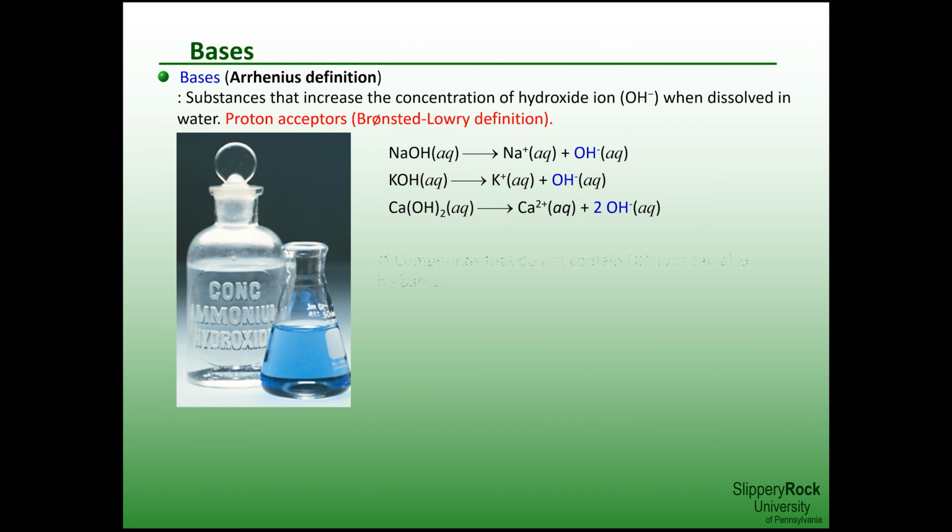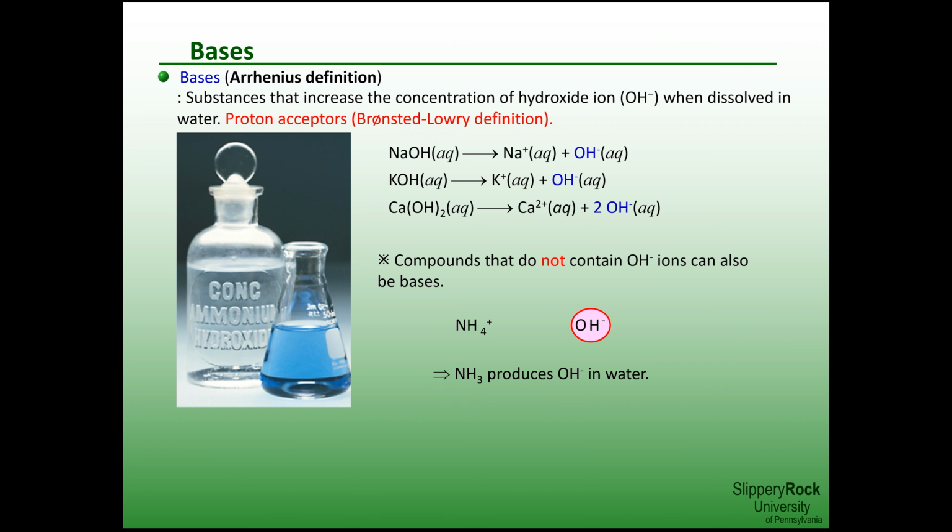However, there are bases that do not contain a hydroxide ion. Ammonia accepts a proton from a water molecule, becomes ammonium ion, and leaves hydroxide ion behind. Even if ammonia does not contain a hydroxide ion, it produces one by hydrolyzing a water molecule. So ammonia is a base. The hydrolysis of water molecule by ammonia is represented by this equation.